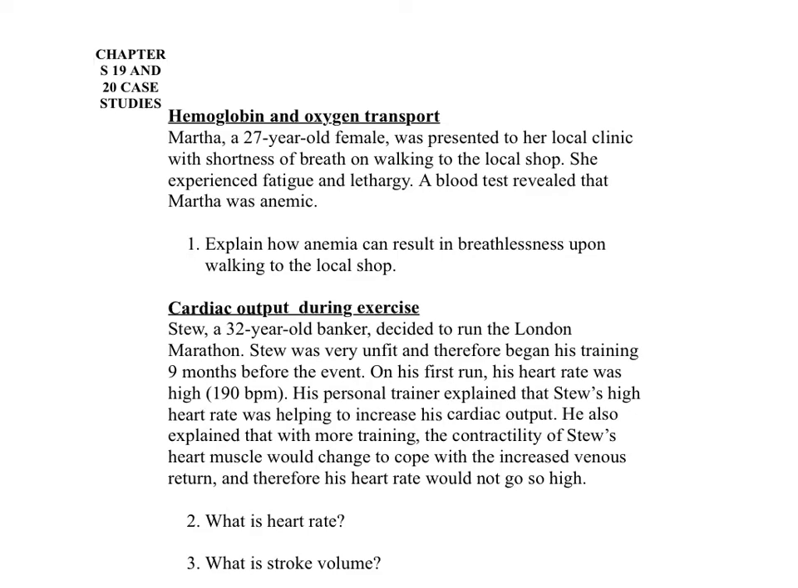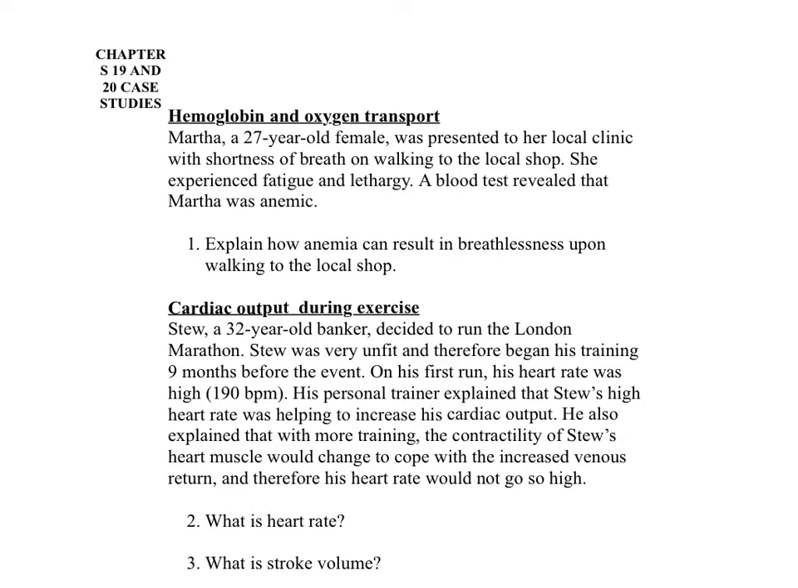We're going to go over chapters 19 and 20 case studies, and the first case study is hemoglobin and oxygen transport. So we have Martha, who's a 27-year-old female. She presented to her local clinic with shortness of breath walking to the local shop. She experienced fatigue and lethargy. A blood test revealed that Martha was anemic. So explain how anemia can result in breathlessness upon walking to the local shop.